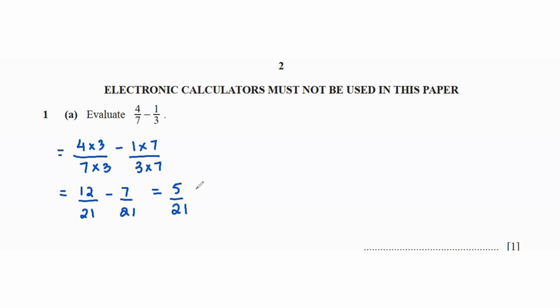Always remember, when you're subtracting or adding fractions with unlike denominators, you have to make the denominators equal first, and then you can easily subtract or add the numerators.